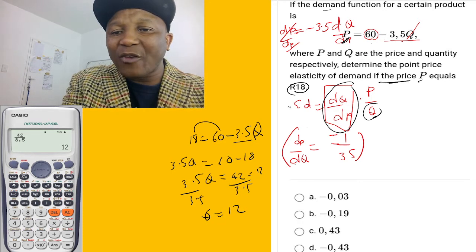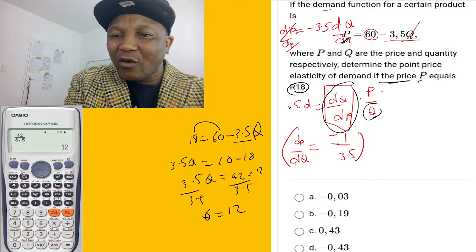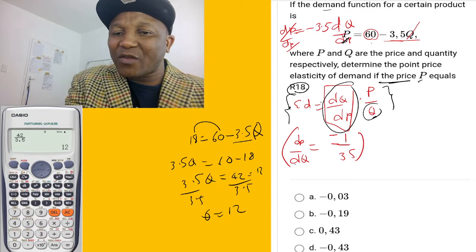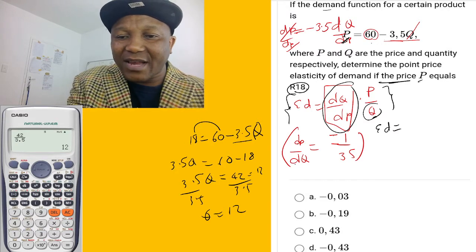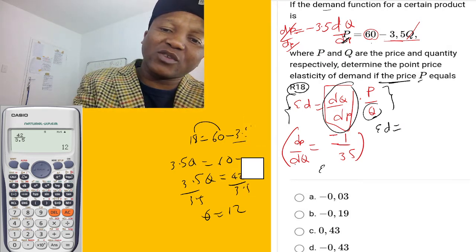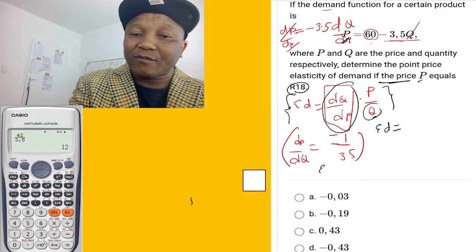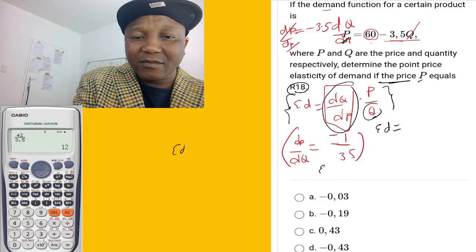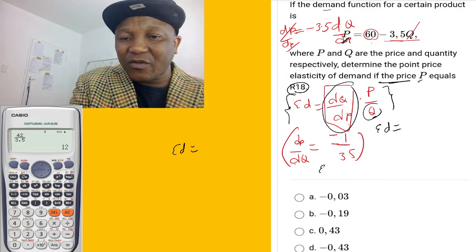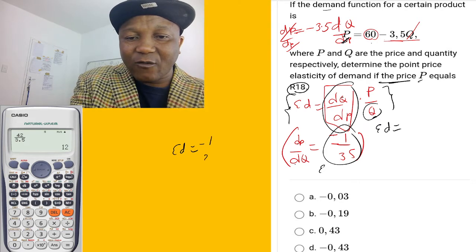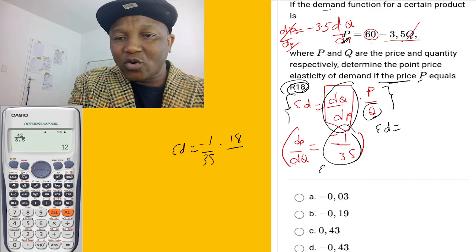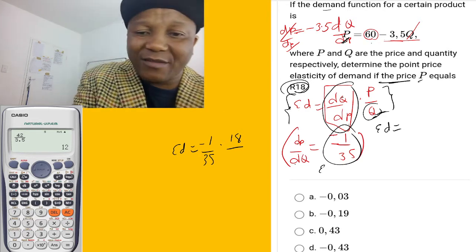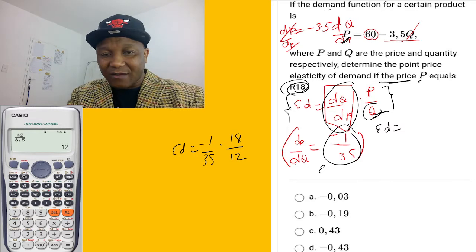So we have all the values here to get elasticity of demand. This is the formula if you want to use this method, and there's no negative here. So we're going to say elasticity of demand equal to dq over dp. What is dq over dp? Negative 1 over 3.5, times p, our p equal to 18, over q. What is q? Q equal to 12. I believe it was 12. Let me see. Yes, it's 12.